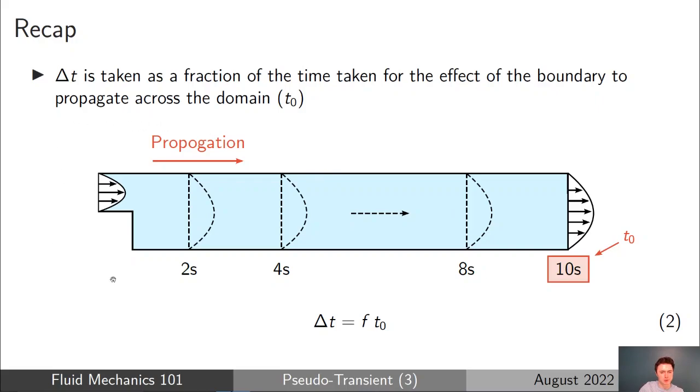Now, if we took the example of the backward-facing step flow that I've used in the past few talks, what we would do is we would estimate the time taken for the effect of the boundaries to propagate across the domain. And in this case, for example, if we have an inlet boundary here on the left and an outlet boundary here on the right, and we made some estimation that it would take of order 10 seconds for the effect of this boundary or the change in this boundary to propagate across the domain, then we could take a fraction of this time and use that for the pseudo time step in our pseudo-transient CFD calculation.